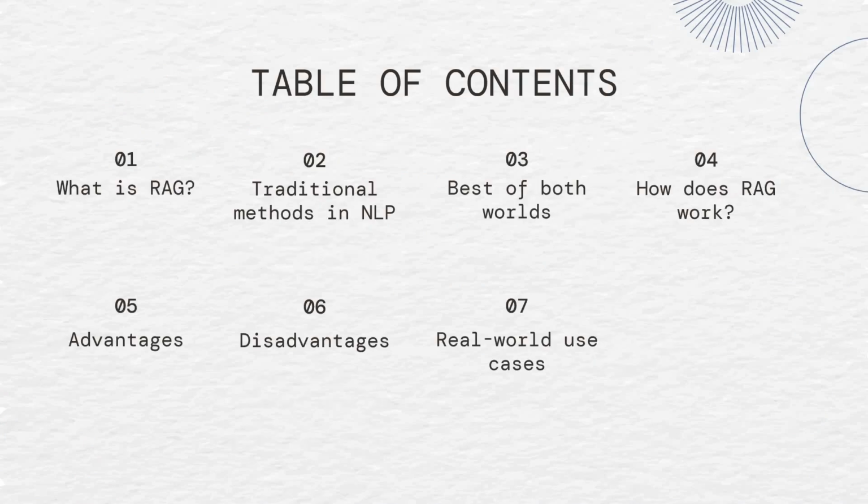Firstly, we will try to understand what is RAG. Then we will take a look at the traditional methods in NLP. The third topic is best of both worlds, where we will discuss how these traditional methods give rise to RAG. And then we will try to understand how does RAG work. We will try to understand this mechanism. Then we will take a look at the advantages followed by its disadvantages. And then lastly, we'll discuss some real-world use cases of RAG. So let us start with the first topic.